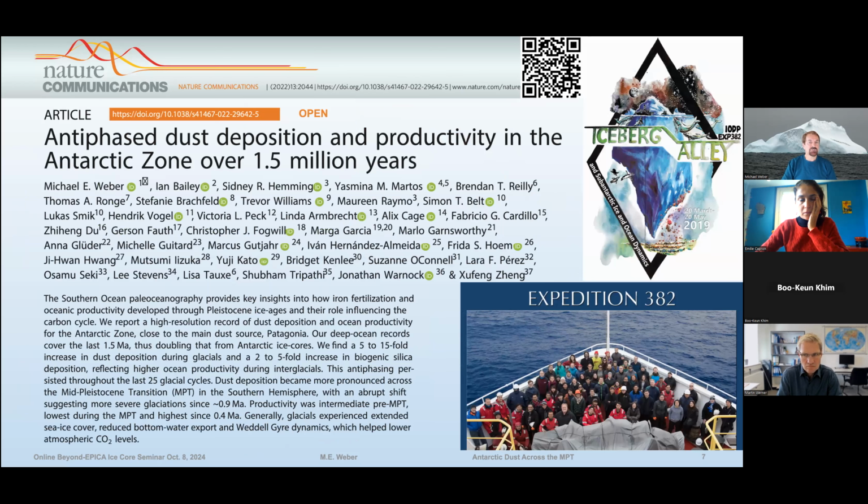Now let's briefly talk about this paper we published 2 years ago. The story here is that we knew from the subantarctic zone that during glacial periods, productivity was enhanced, but also dust was enhanced and delivering iron to the sites in the subantarctic zone. And this is why people could infer there was higher productivity there and higher CO2 withdrawn from the atmosphere during these cold periods. We wanted to see how that is in the Antarctic zone.